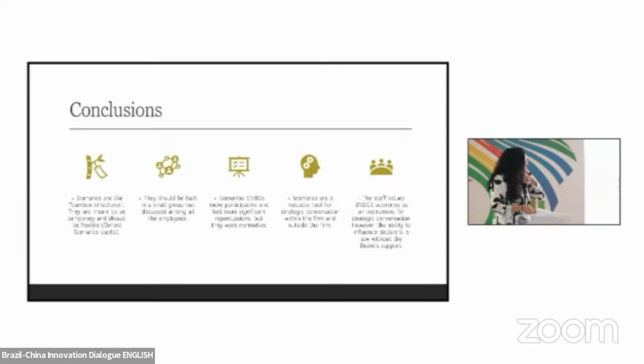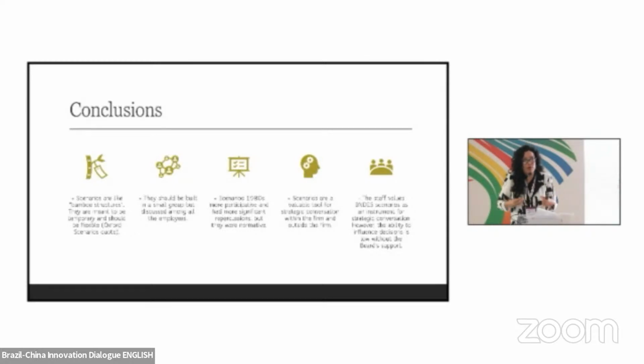Third, the 80s were more participative and had more repercussion, but they were normative and in another context of the country. The scenarios were valued by the bank as an interesting exercise for strategic conversation. It doesn't mean that it is the tool that will really be the planning, but it is an exercise to start an important strategic conversation. Finally, the staff of the bank values the scenario as a tool for this conversation and a way of influencing.